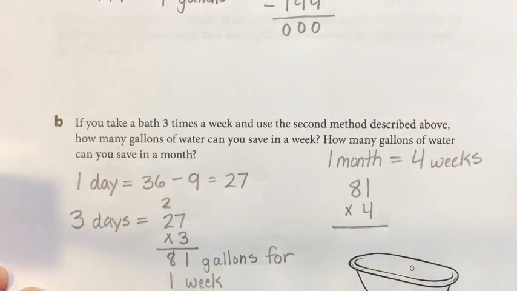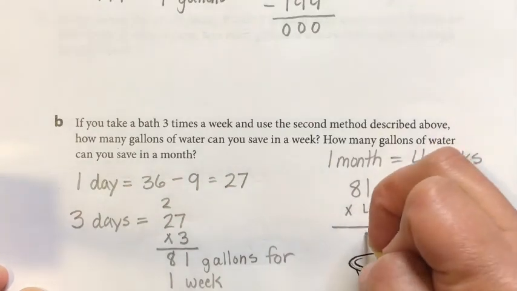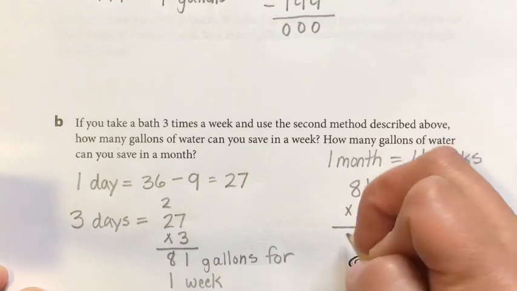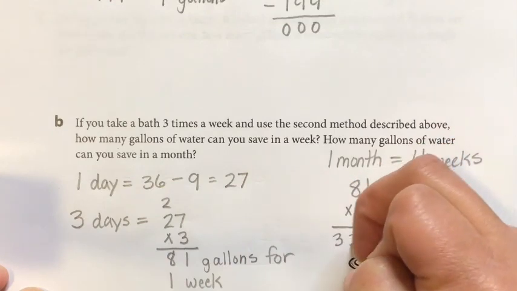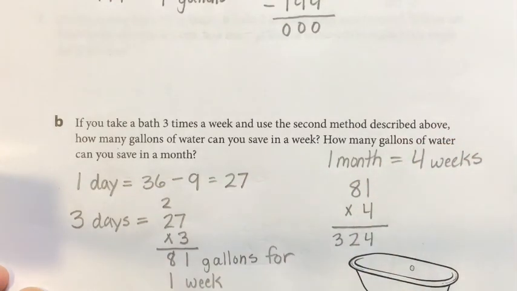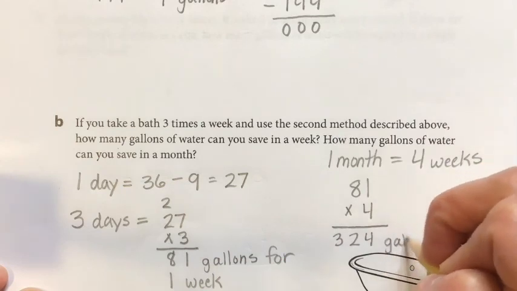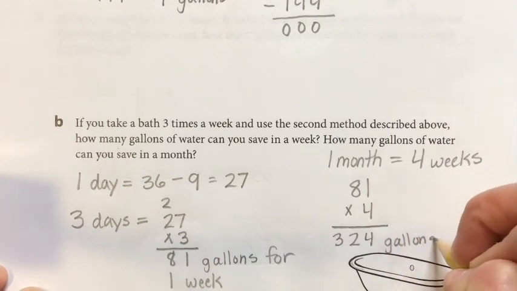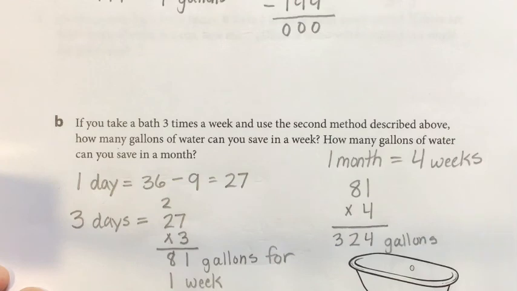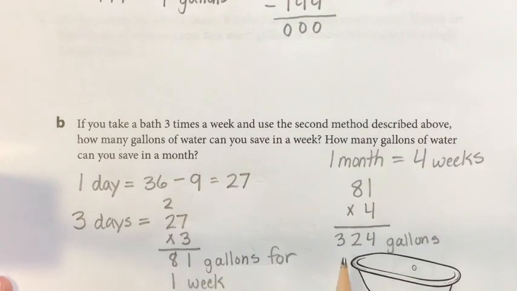I'm going to go ahead and use the standard algorithm. So we have 81 times 4. 8 times 4 is 32. Wow. In a month, you would save 324 gallons if you use the water saving method described in A. This is a lot of water that you could possibly save.